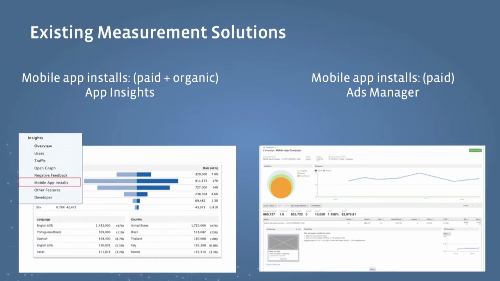With an MMP, what they provide is more ROI analysis. They'll be able to give you deeper analysis into different user cohorts, and they'll also be able to help you track your installs across multiple channels. So if you're buying ads not just on Facebook, but on other networks as well, they'll be able to tell you which installs came from which channels you're buying ads on.